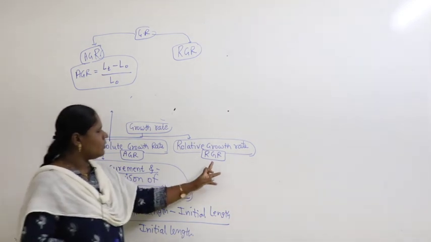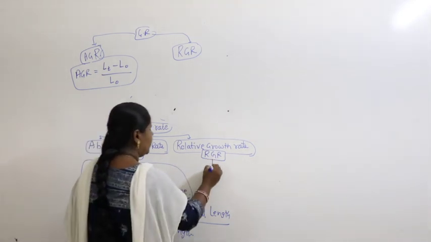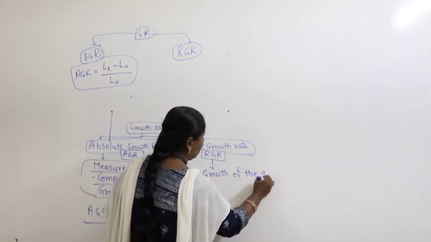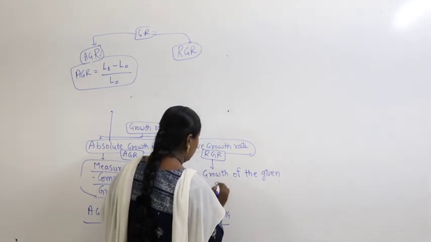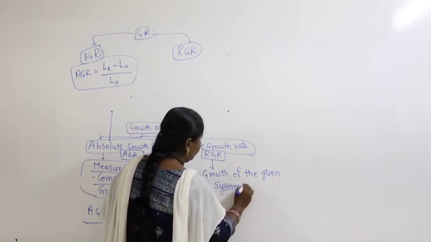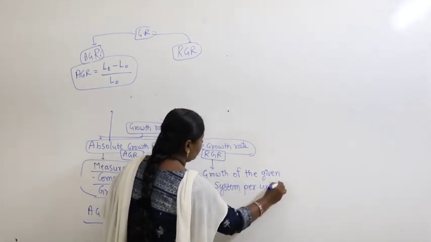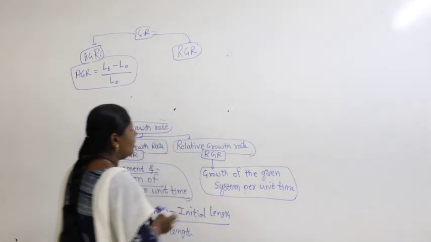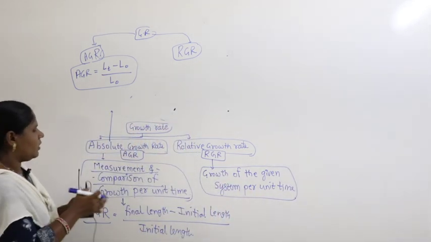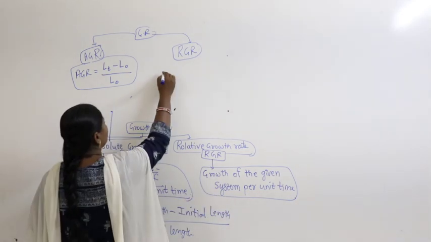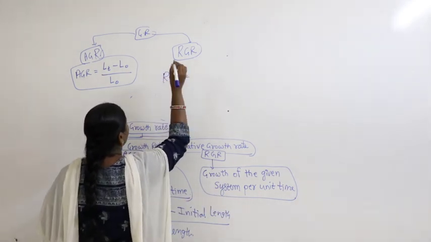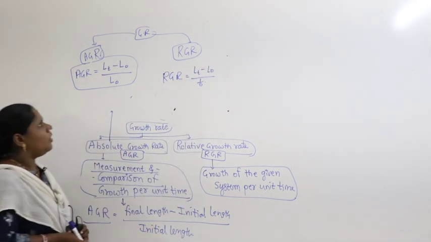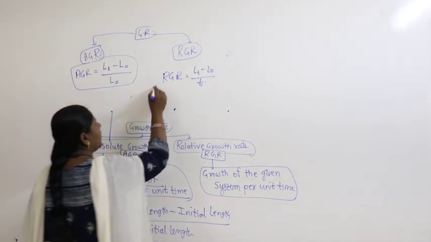Coming to relative growth rate. What is relative growth rate? Here we can say growth of the given system per unit time. So for relative growth rate, we can take relative growth rate is equal to LT minus L0 by time t. Okay, LT minus L0 by time t.